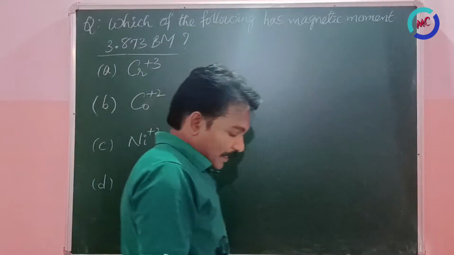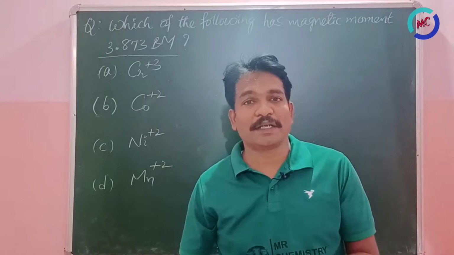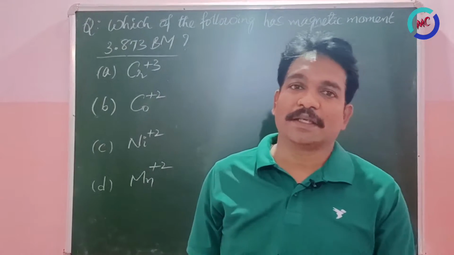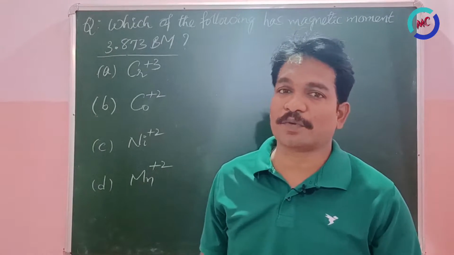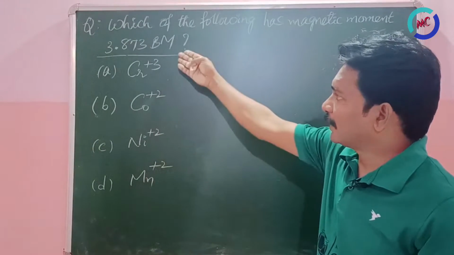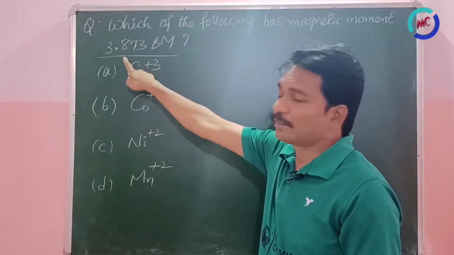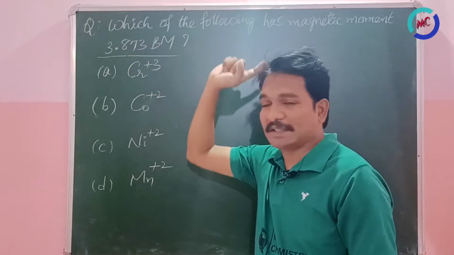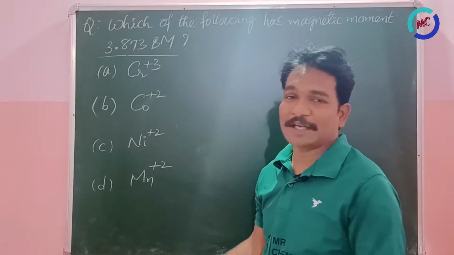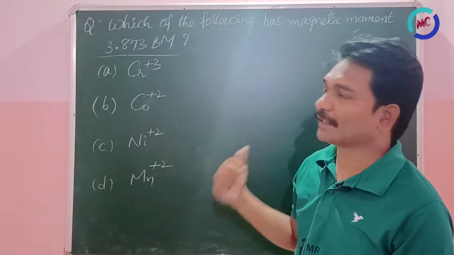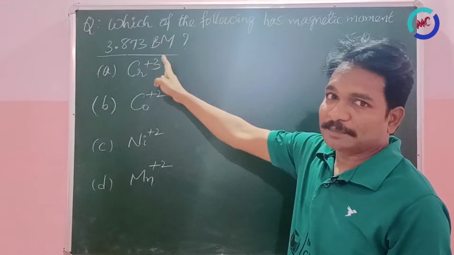In the previous example, I already told you, if magnetic moment is something like 5.9, number of unpaired electrons is 5. If it is something like 4.8, then number of unpaired electrons is 4. From that, you can find out how many unpaired electrons are there if magnetic moment is 3.873. It's nothing but 3 electrons. The reason? I told you the trick. You just follow that one. Means number of unpaired electrons is 3.